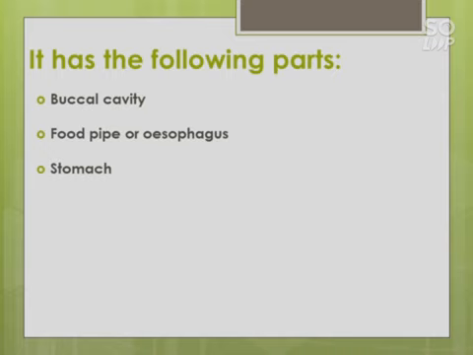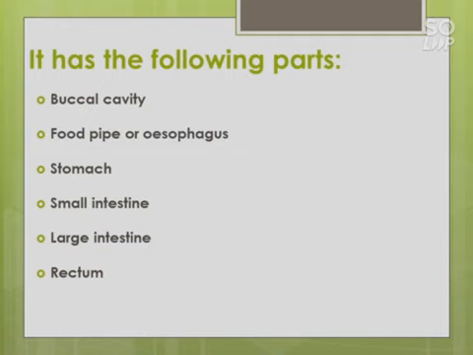Stomach is a J-shaped organ which is present in our body. The food remains for 3 hours there and it goes into the small intestine. Small intestine has small finger-like projections where absorption takes place. Then comes the large intestine. Then the second last is the rectum, and the last one is the anus. From the anus, the waste feces is ejected out from our body.